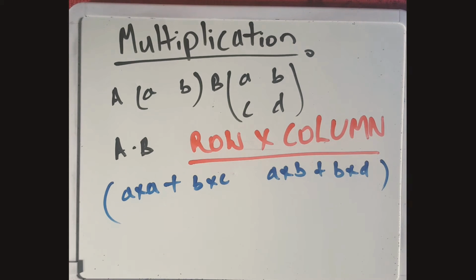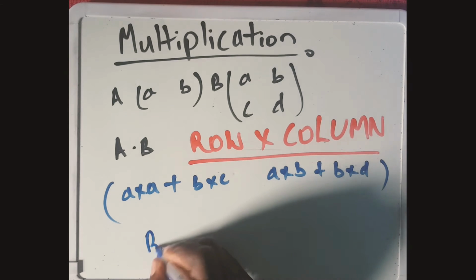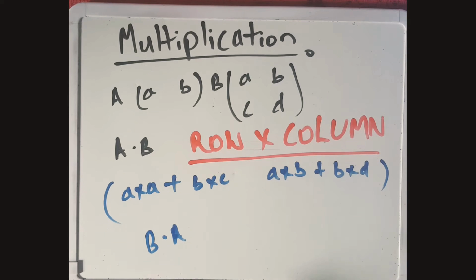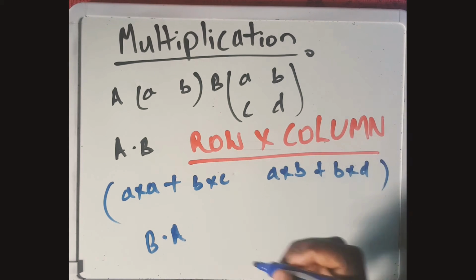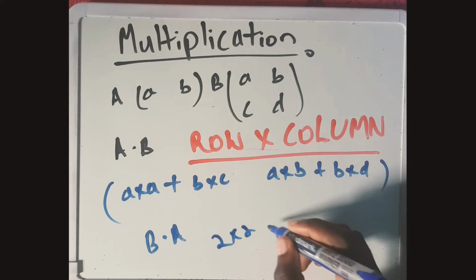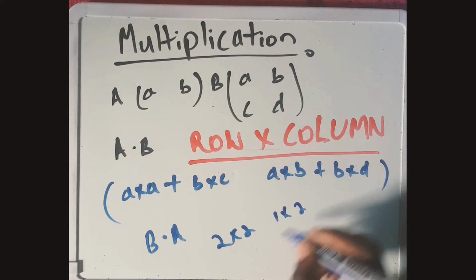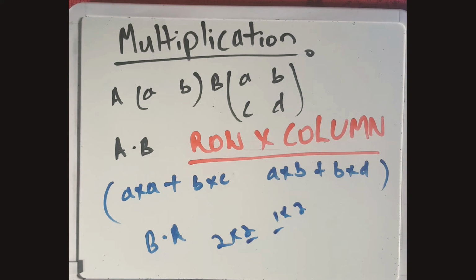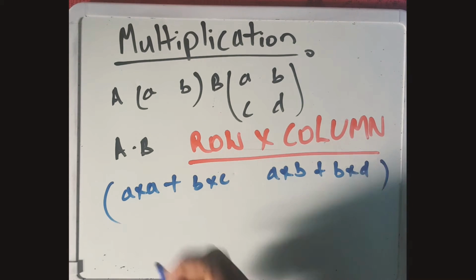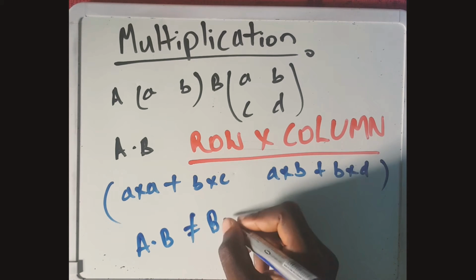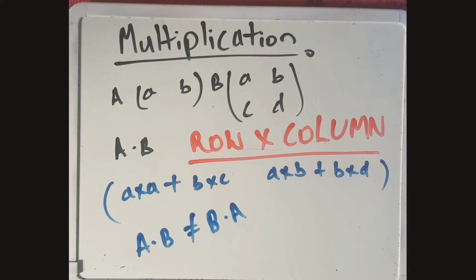Also, A times B is different from B times A. In fact, B times A is not compatible. If I write B first, 2 by 2 times 1 by 2, the 2 and the 1 are not the same, so it's not compatible. A times B is not equal to B times A. And this is for matrices.